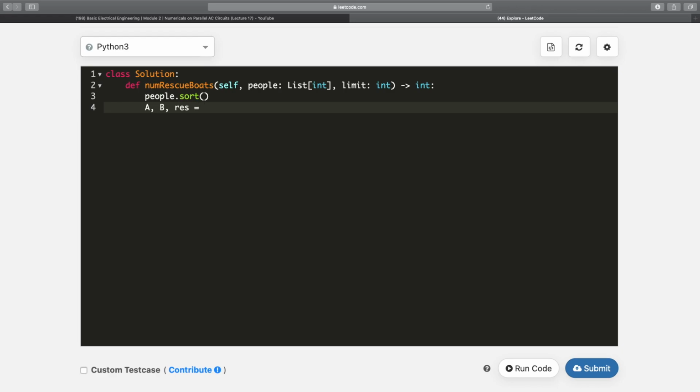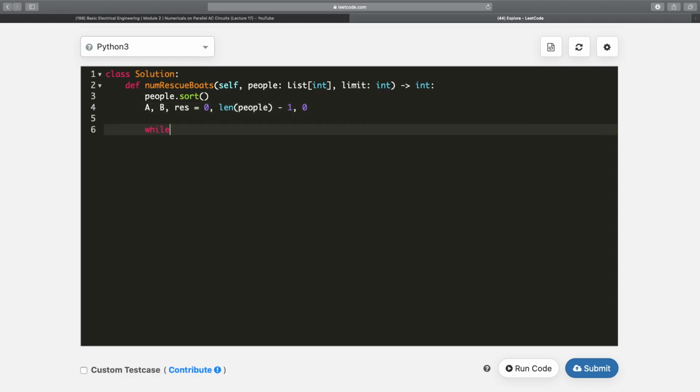Now A is going to start off at the 0th index, and B is going to start off at the very ending. To denote the very ending, it's pretty simple. We can find the length of people and subtract 1. The reason we're subtracting 1 is that length starts counting at 1, but we're indexing by 0. Okay, so that should be it. And finally, for the result, we're going to give it a value of 0 to start off with.